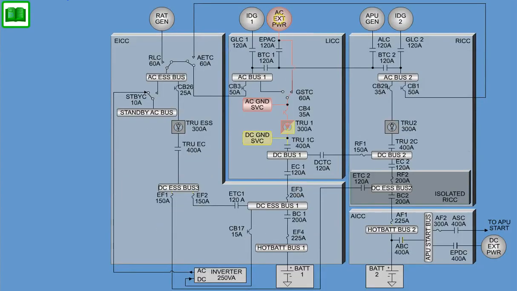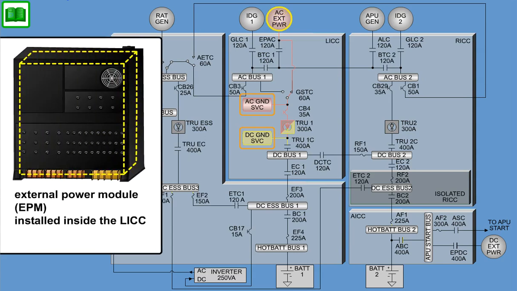The external AC is used to power the AC ground service bus and the DC ground service bus without powering any other buses on the airplane. The operation of the system is controlled by the external power module, EPM.